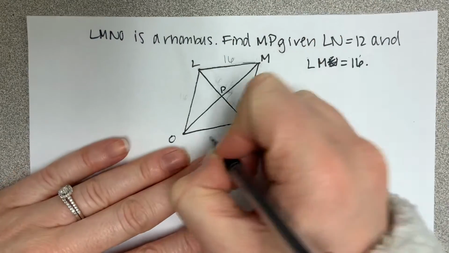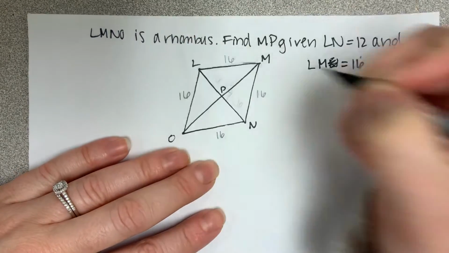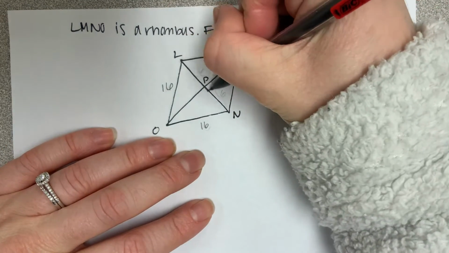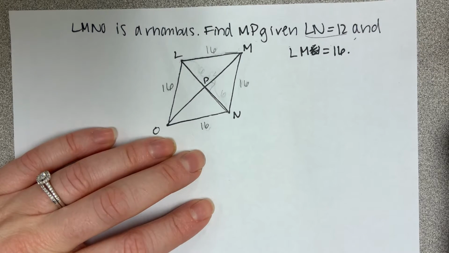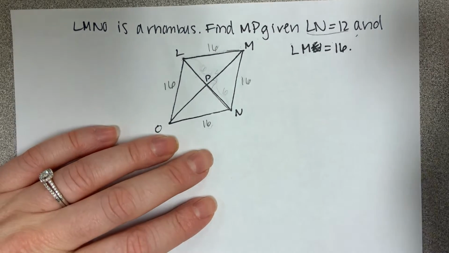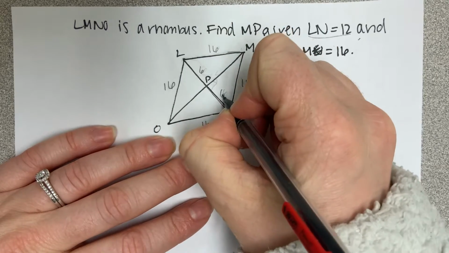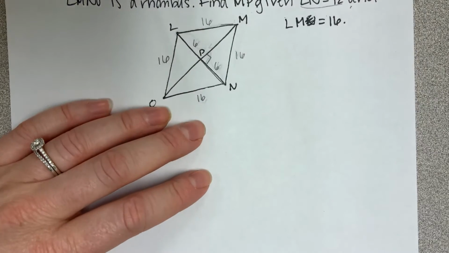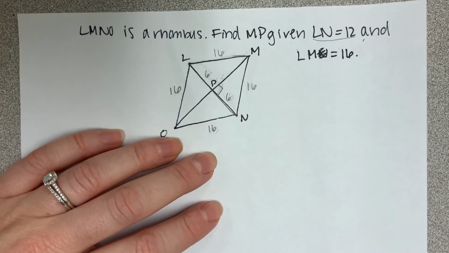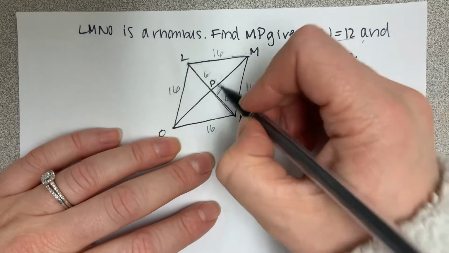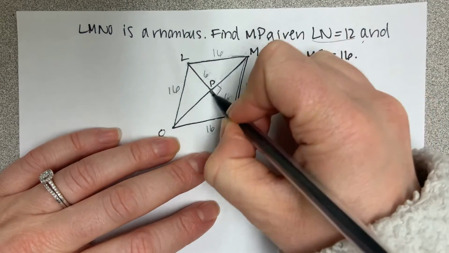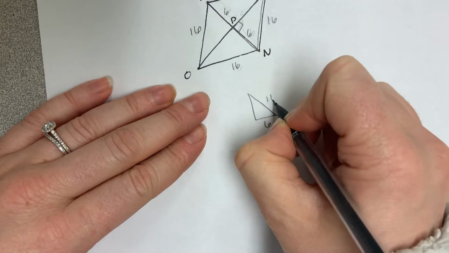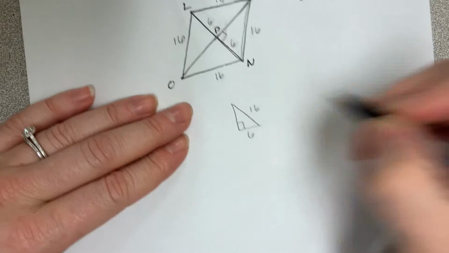We know that all the sides of a rhombus are equal, so all of the sides have to be 16. Then it tells us that LN, this segment right here, is 12, but we know the diagonals of a rhombus bisect each other, so these are both 6. Another thing we know about the diagonals of a rhombus is they are perpendicular to each other, which means they create a 90-degree angle. So inside of our rhombus, we actually have a right triangle that looks like this: 6, 16, and here's our 90-degree angle.